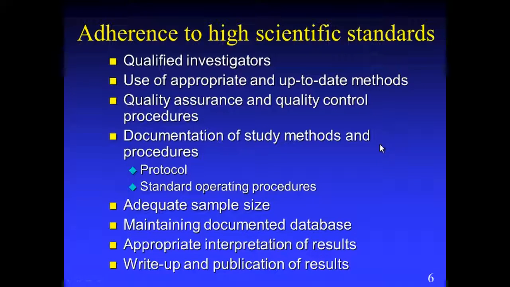And when I talk about high scientific standards, it has a number of components. First of all, the investigators on the study need to be well qualified to carry out the research that they're doing. If they're not well qualified, then they're really violating the trust of the participants who have faith that the investigators are well qualified and know what they're doing. Need to use appropriate and up-to-date methods, needs to be appropriate quality assurance and quality control procedures, and all the study methods and procedures need to be documented.